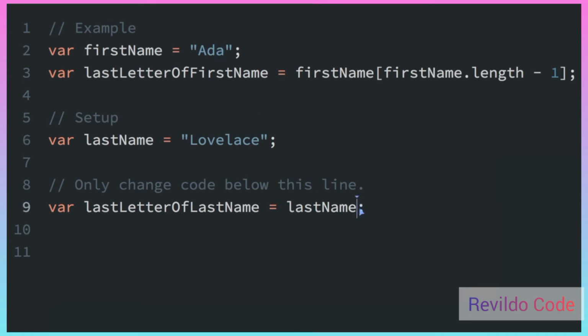So we can do that same thing here. To get the last letter of the last name, I can just do last name dot length minus 1. And that's going to get the last letter of the last name, which is the E right here.